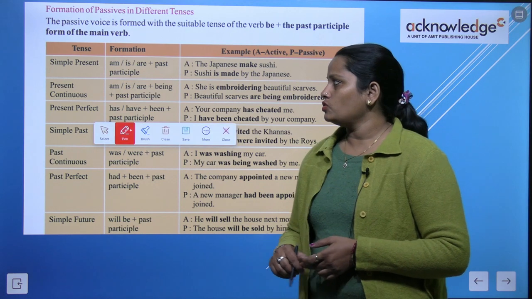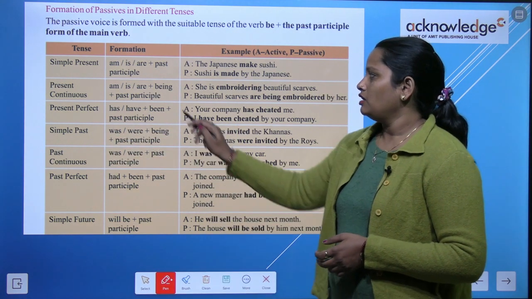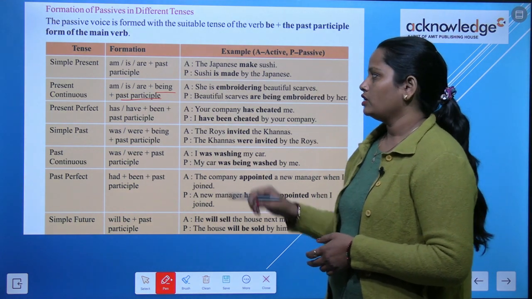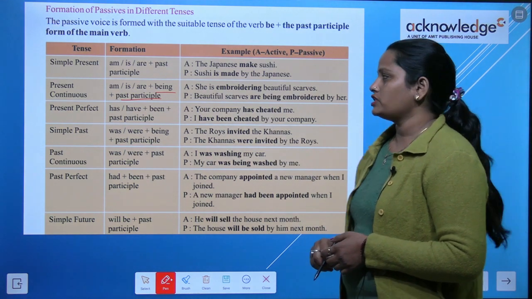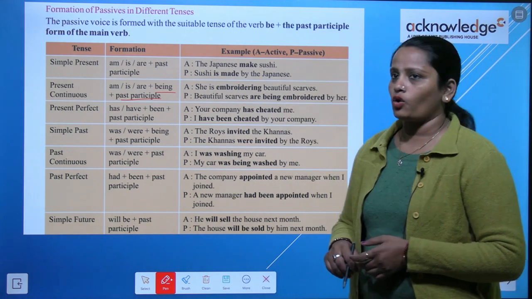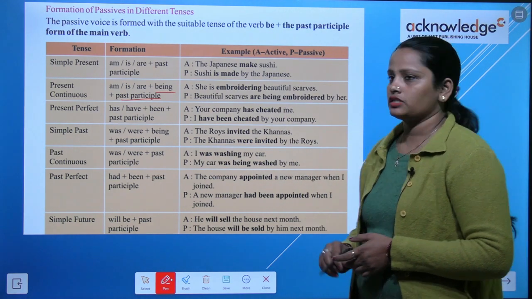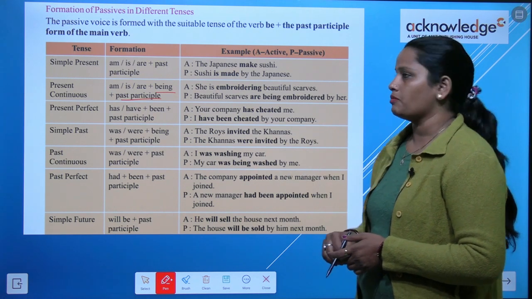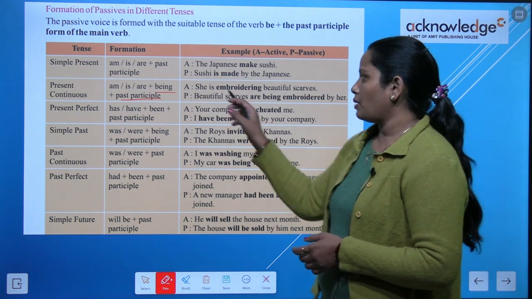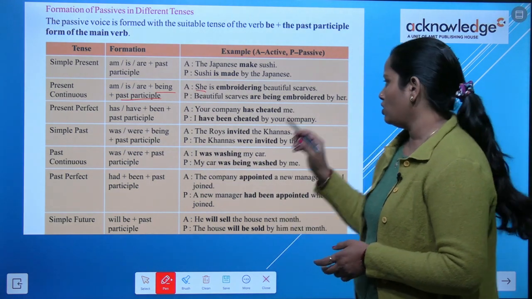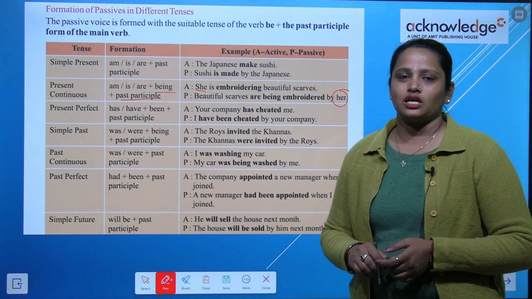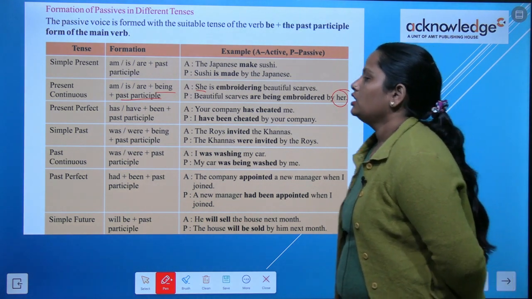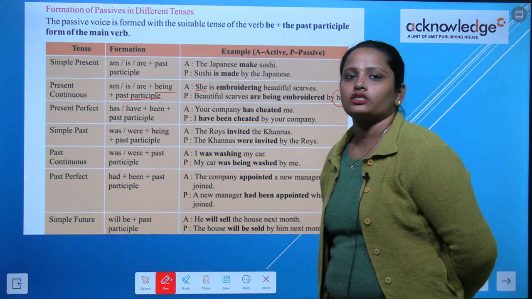In this we use is plus being plus past participle form. And here in active voice, she is embroidering beautiful scarves. And in the passive voice, beautiful scarves are being embroidered by her. So here, she, which was our subject, because the position is changed, we have converted it into her. Now the next is present perfect tense.